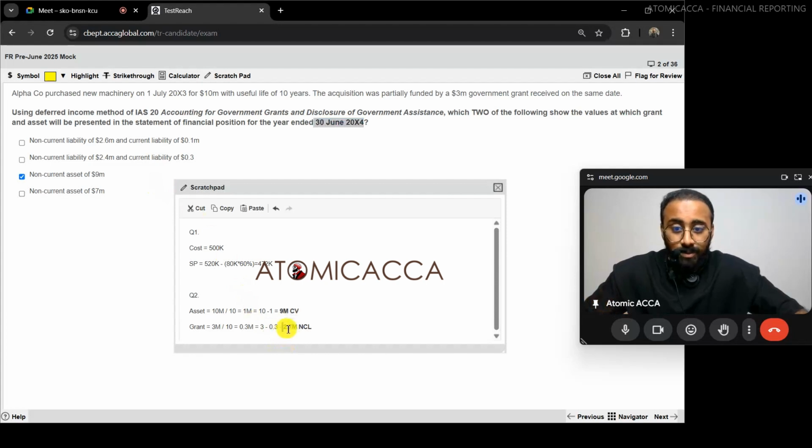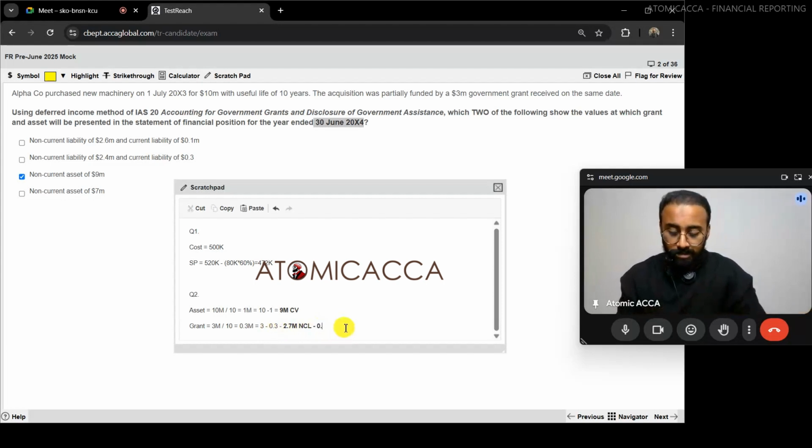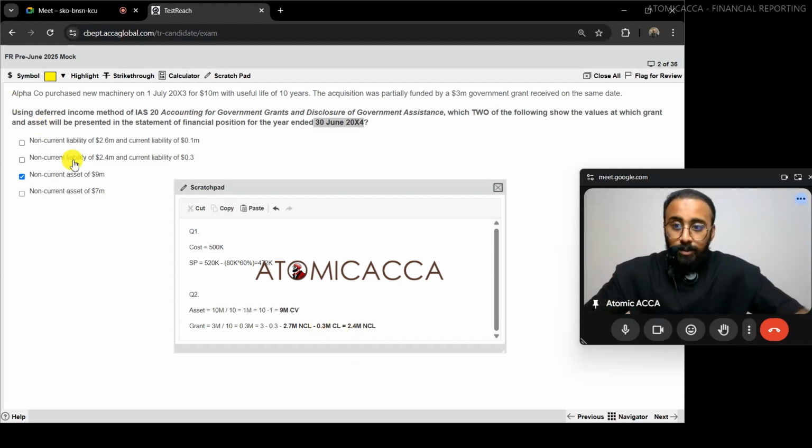That means this 2.7 million non-current liability now has to be split between current and non-current. How do we do this? 2.7 million is the non-current liability at the year end. How much out of this will be released in the next 12 months? Again, 0.3 million will be released. So minus 0.3 million is equal to 2.4 million in non-current liability, and this 0.3 million will be in current liability. So this one is also our answer. So option B and C will be the solution for this one.